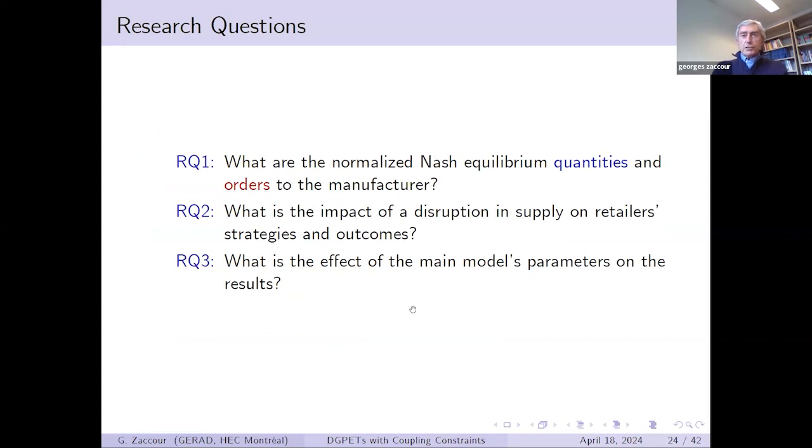So what are the research questions that we are after here? One is what are the Rosen quantities and order equilibrium values in this game? And from an economic perspective, it is interesting to study how a possible disruption of supply can affect retailer strategies. And of course, in a model like this one, it's always of interest to do some sensitivity analysis by looking at what would be the impact of varying some of the parameter values.